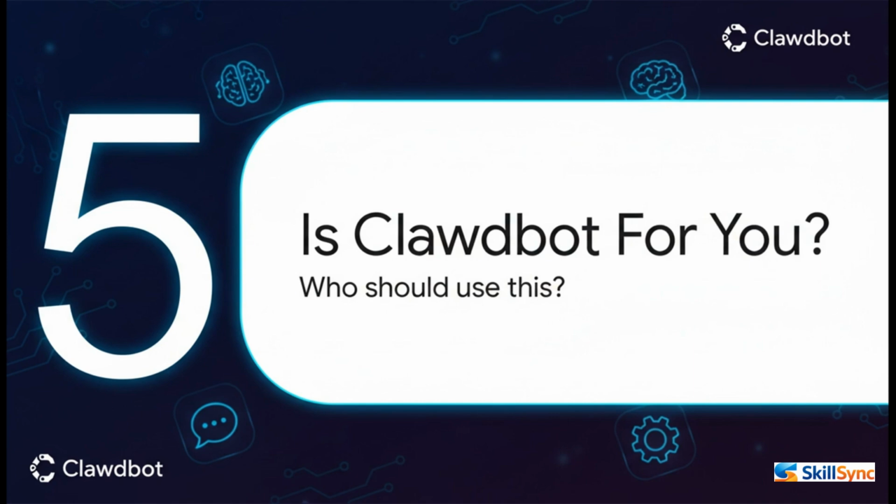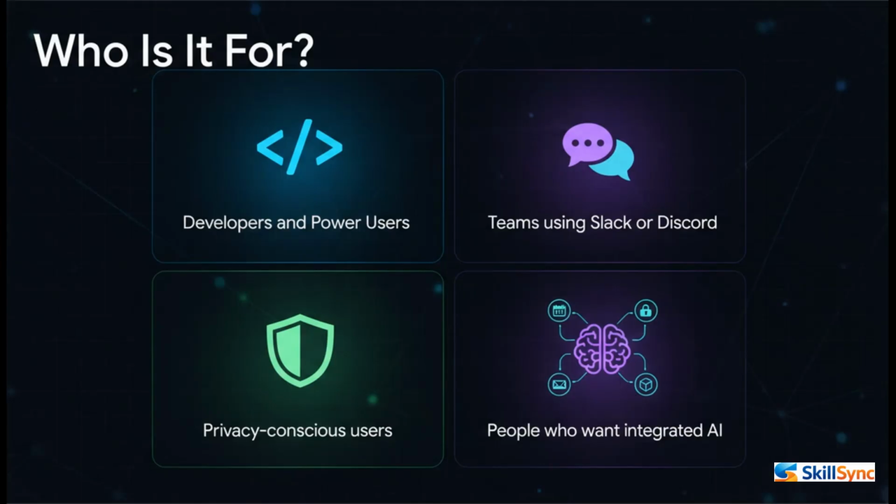Well, let's break down who this is really built for. Look, Clawdbot is amazing for developers and power users. People who love to automate stuff. It's fantastic for teams on Slack or Discord that want a shared assistant, and because it runs on your own computer, it is perfect for anyone who cares about privacy and wants to keep their data in their own hands. Really, it's for anyone who wants an AI that's truly integrated into their life, not just another website to visit.